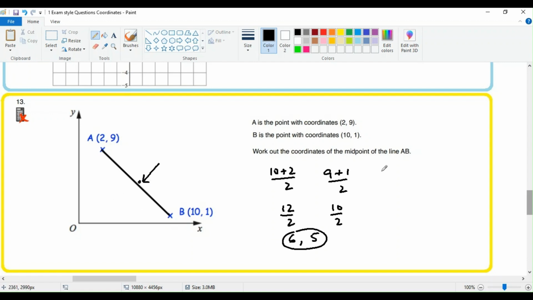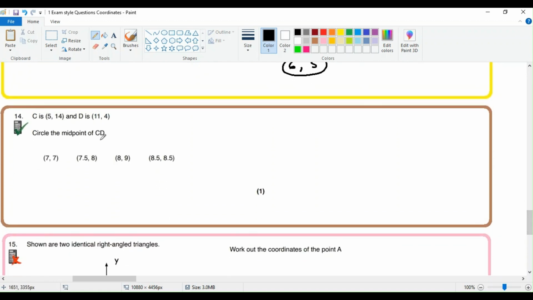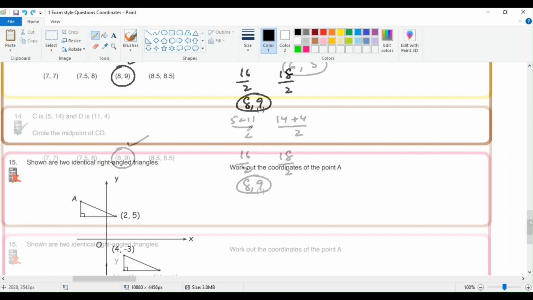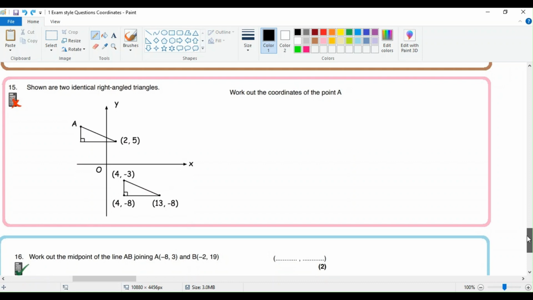When it comes to the next question, it says circle the midpoint of CD. C and D are (5, 14) and (11, 4). That means 5 plus 11 and 14 plus 4, divided by 2. This gives you 16 over 2 and 18 over 2. That means (8, 9). That means this is the correct answer for the midpoint. Moving on to the next question, which is question number 15.